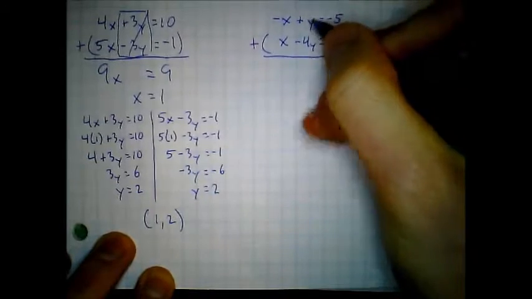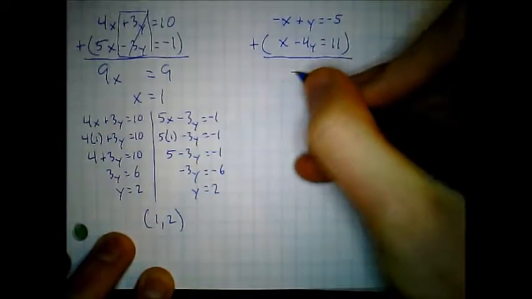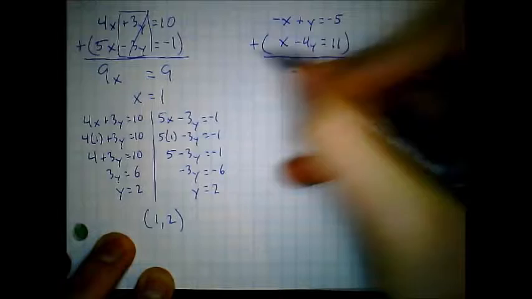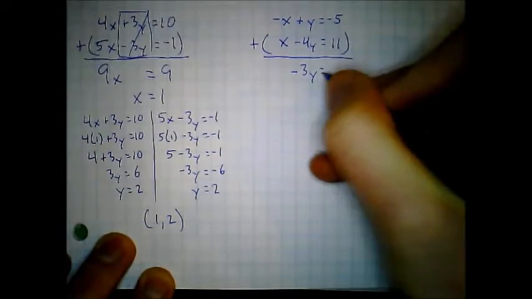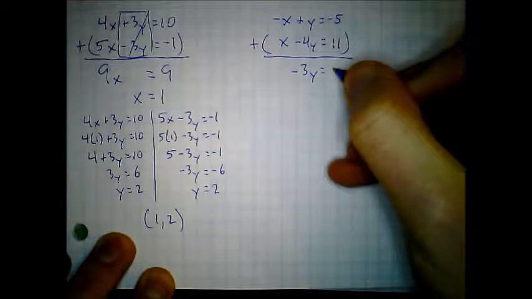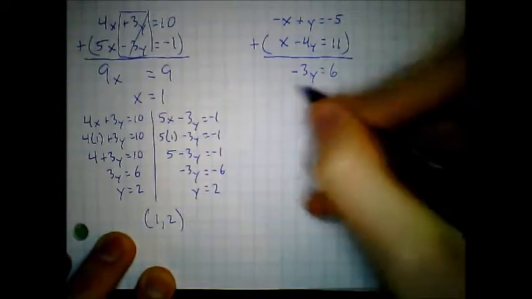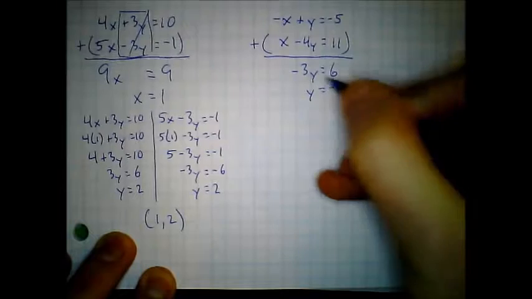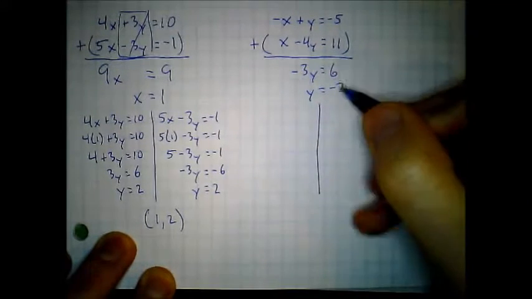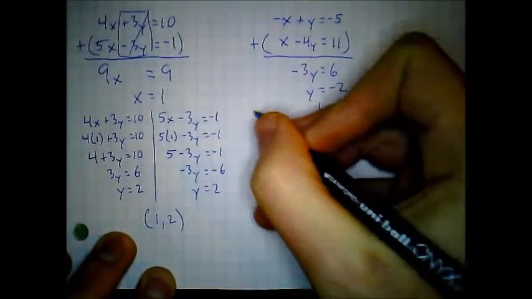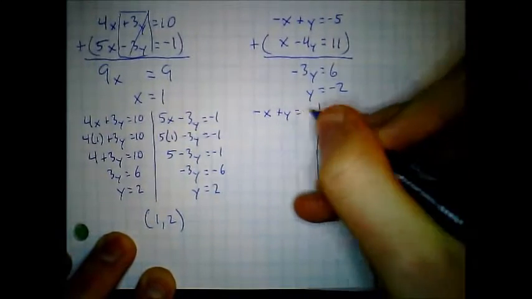They zero out. Y plus negative 4y is negative 3y. We're just careful with our integer operations. Y plus negative 4y is negative 3y, and negative 5 plus 11 is positive 6, which means y equals negative 2, because we divide both sides by negative 3. So again, we have to substitute negative 2 back into both of our equations to figure out what x is.